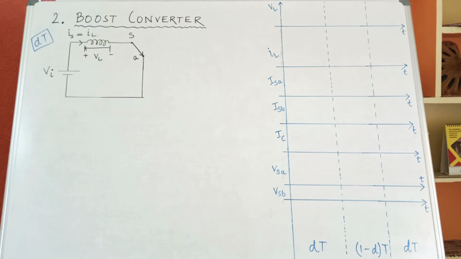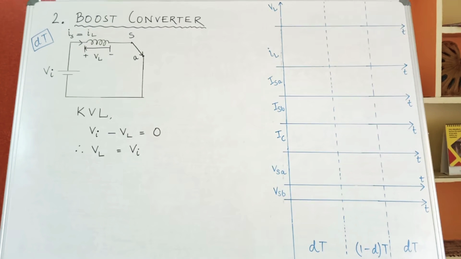So let's start with the dT period. During the dT period, you know that S will be connected to A point. Hence, this circuit will look as follows. The B point is disconnected. If you observe the circuit, the current starts flowing from the source Vi, flows in the clockwise direction, charges up the inductor, flows from S to A and back to Vi negative.